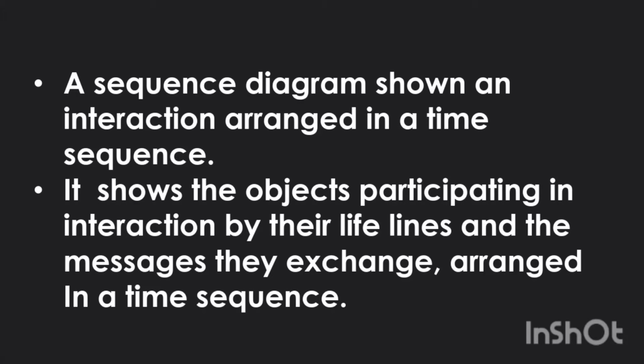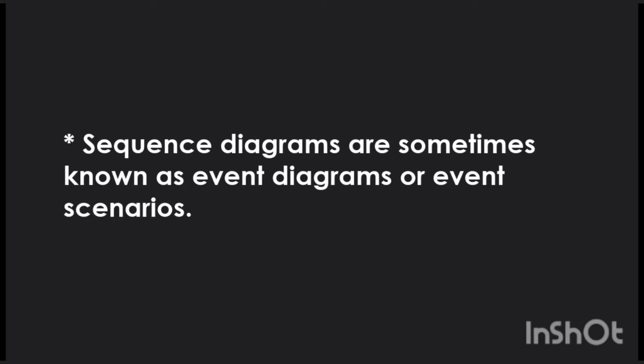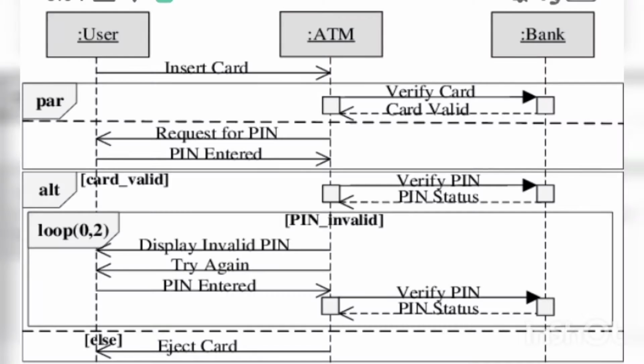So this sequence diagram is always arranged in a time sequence. As the name says, sequence is nothing but it is saying about time. So it is always arranged in a time sequence. It always follows a particular order. The order, in the sense, is the activities that occur between the objects, that is what is depicted in a timely flow, and it also has lifelines. So the sequence diagram is also called event diagrams or event scenarios.